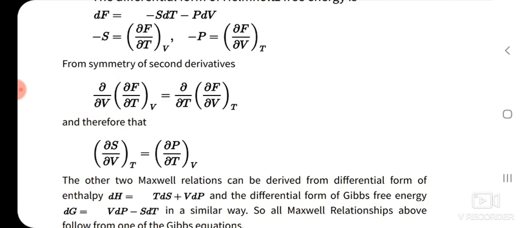The other two Maxwell relations can be derived from the differential form of enthalpy, that is dH equals TdS plus VdP, and the differential form of Gibbs free energy, dG equals VdP minus S dT, in a similar way. So all Maxwell relations come from one of the Gibbs equations.